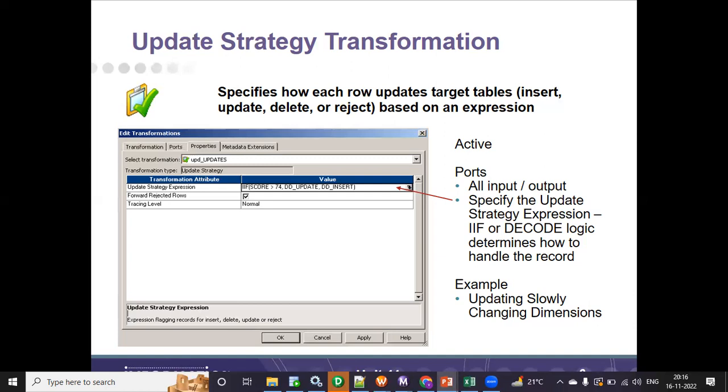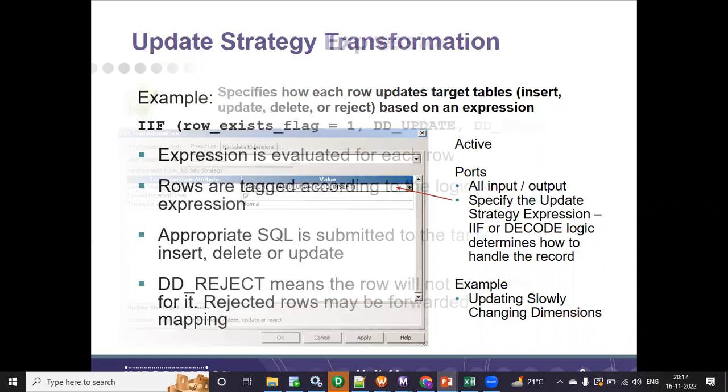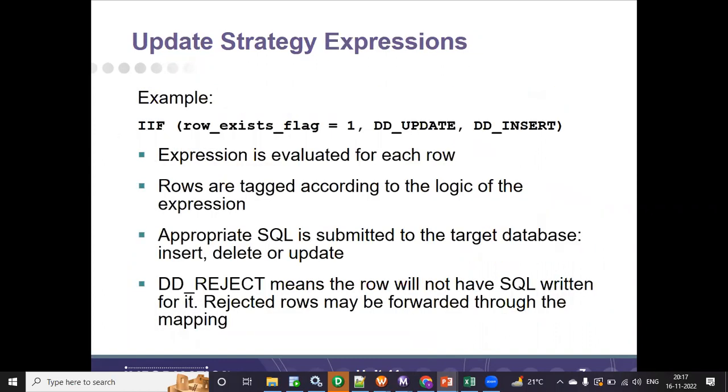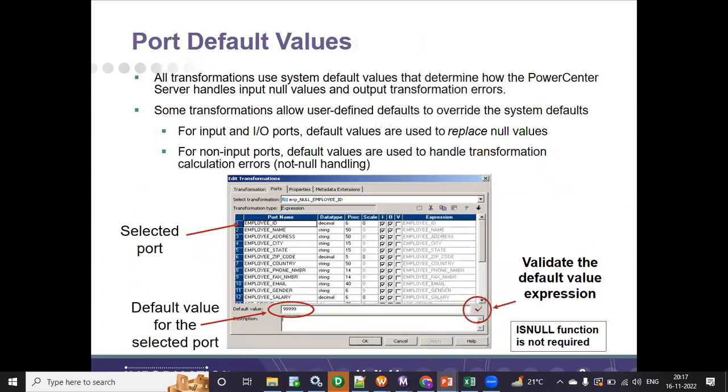Clear on this one? Instead of writing DD_INSERT, I can put 0 as the numerical equivalent. Instead of DD_UPDATE, I can put 1. Instead of DD_DELETE, I can put 2. Instead of DD_REJECT, I can put 3. This is a numerical representation, and we will try to see this as well.